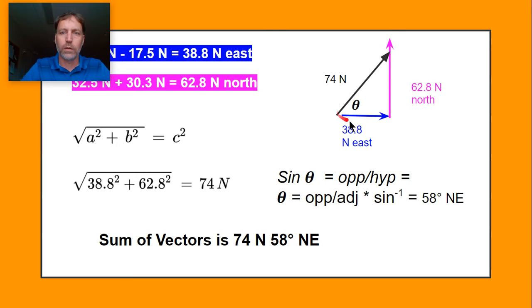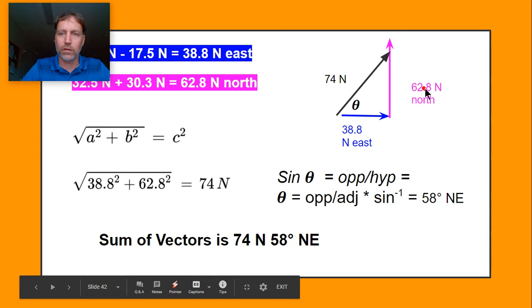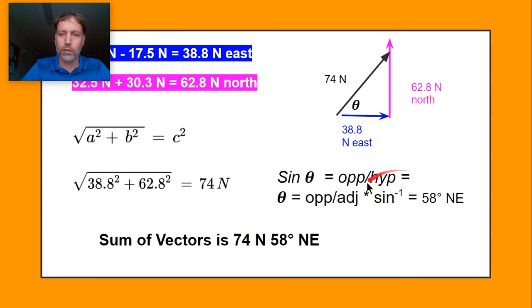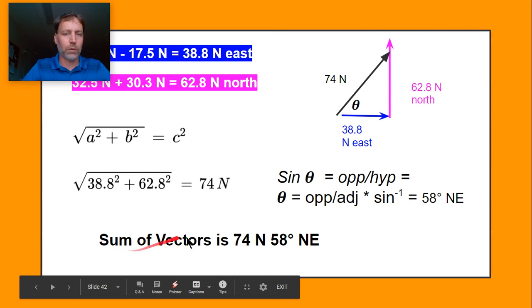If we pick the opposite side, remember this angle right here, we're trying to figure out what this angle is. And the opposite side, remember shooting an arrow out of here, our opposite side would be this. So the sine is the opposite over the hypotenuse. So sine of that angle will be opposite over the hypotenuse. And if we do that, that would be 62.8 divided by 74. And we take the inverse sine, and that is 58 degrees.